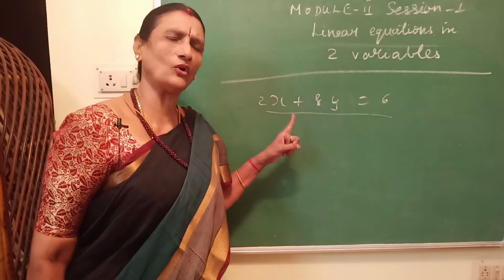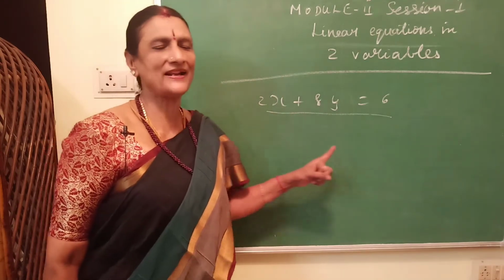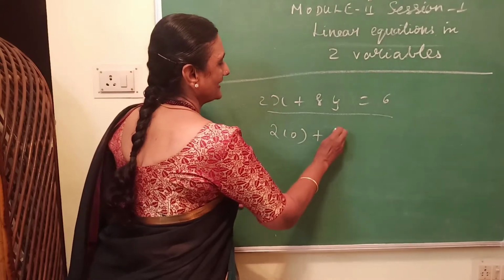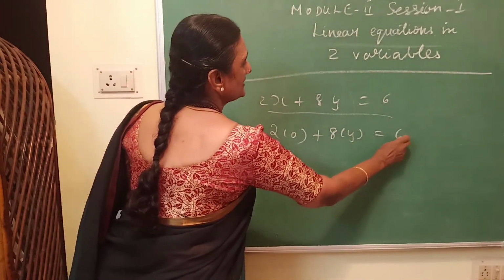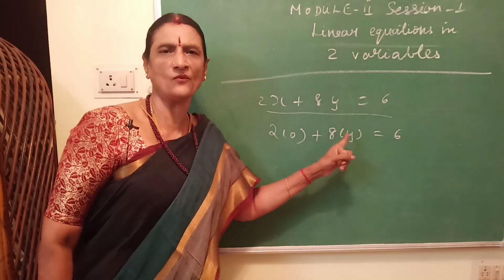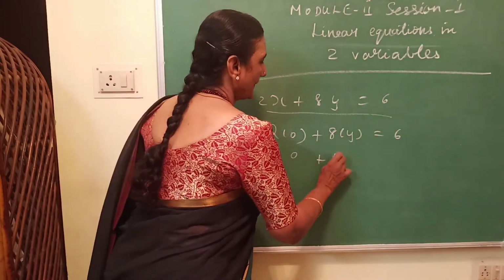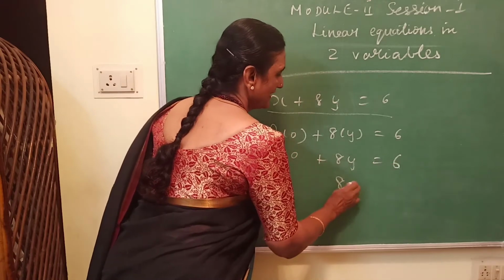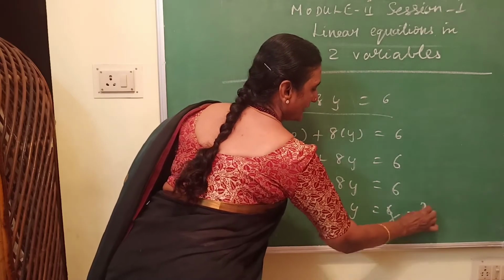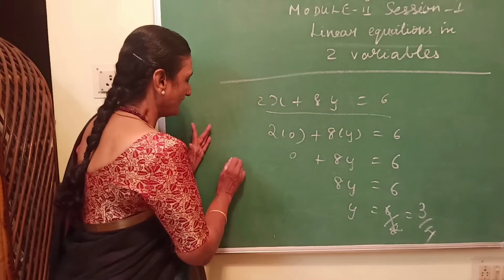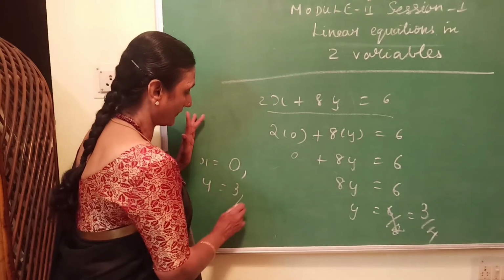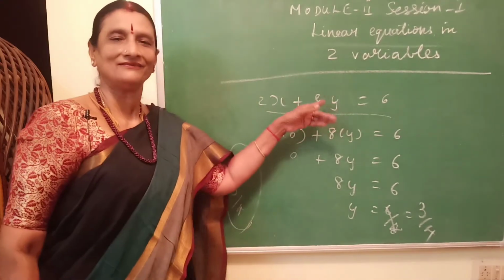Now, I want you to quote whatever value you want for x. Somebody said 0. Shall we work on that? So, 2 into x plus 8 into y is equal to 6. So, x should take the value 0. So, it has to satisfy for some y, isn't it? So, it is 0 plus 8y is equal to 6. Therefore, 8y is equal to 6. Y is equal to 6 by 8, which is going to give you an answer 3 by 4. That is, when x takes the value 0, y is taking the value 3 by 4. So, this relationship exists.